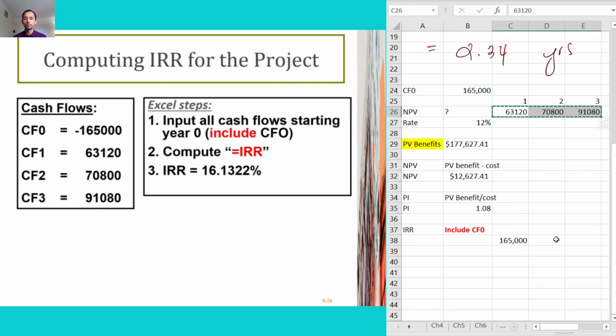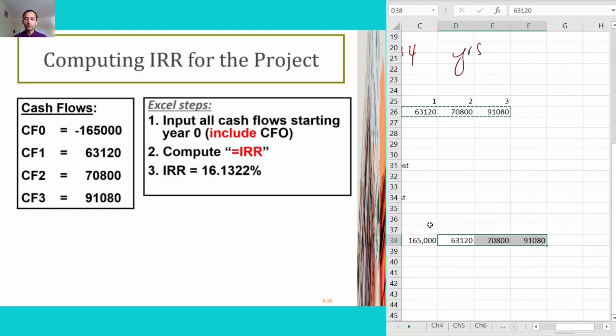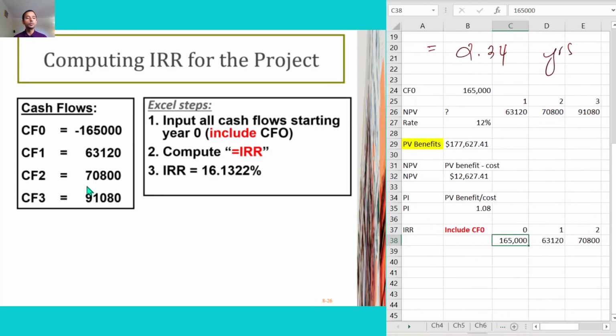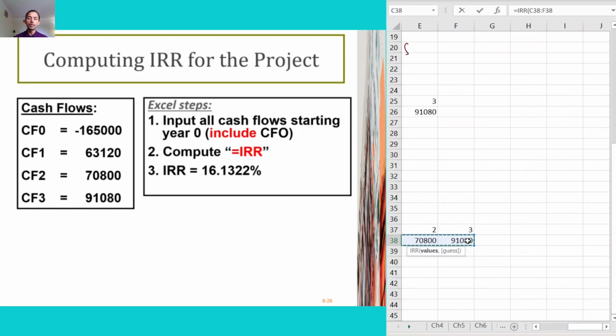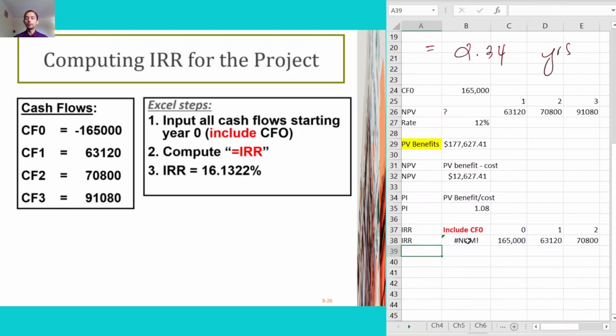So copy, paste. Now this is time 0, time 1, time 2, time 3. That's all, so we have only those cash flows. You do not want to ignore any. If the cash flows went for many years, you would want to include all of them. So let's calculate IRR. Equal IRR is pretty simple. Type equal IRR, double click IRR or tab, it says values. You just select all of the cash flows starting year 0 through 3. Close the parenthesis, enter.